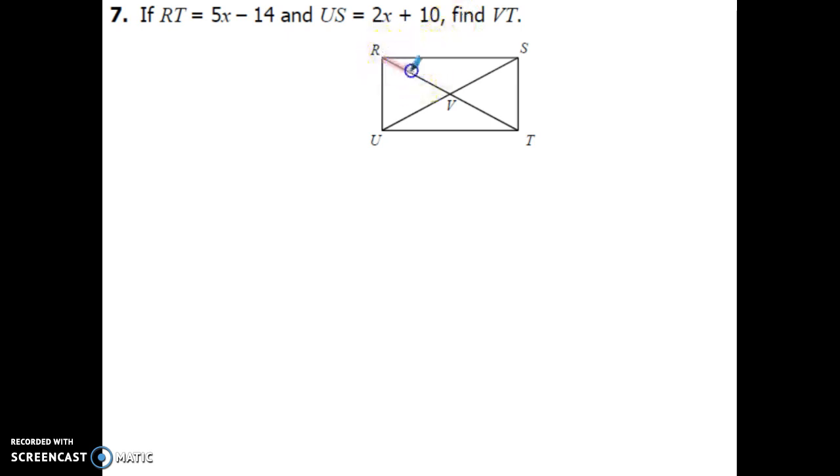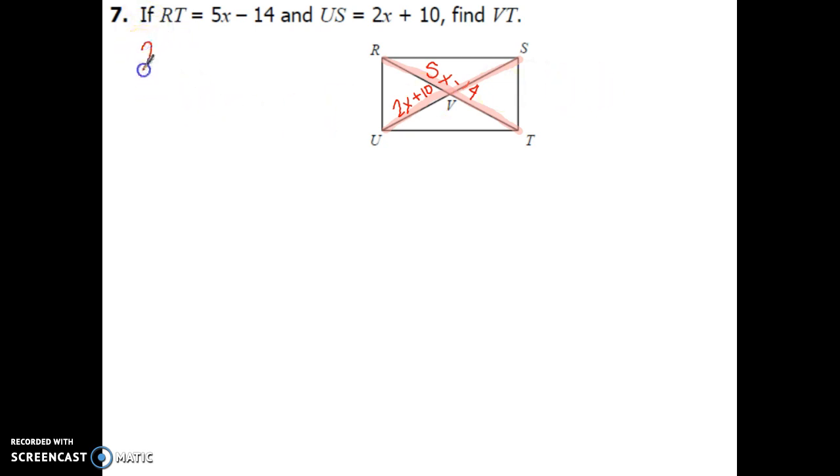It says RT, so this entire thing right here, that is equal to 5x minus 14. And then US, let me switch colors, US right here, that is 2x plus 10. Because this is focusing on just diagonals, I'm not going to look at any of the other properties that are just kind of extra.